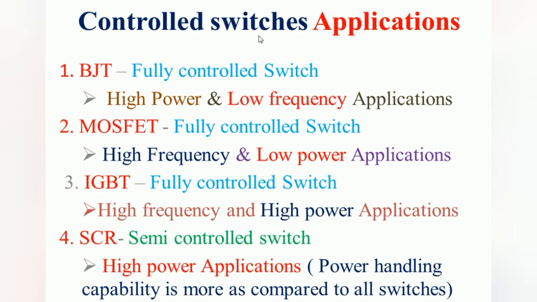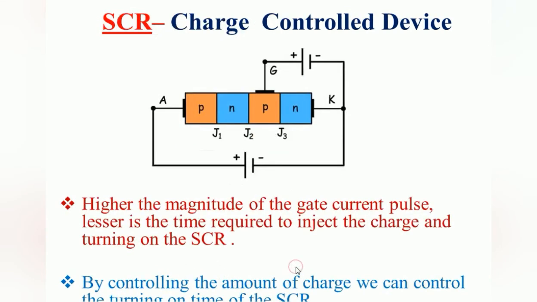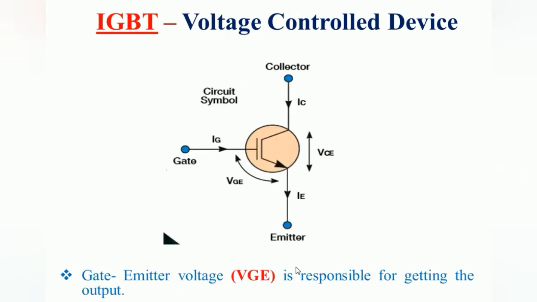So again IGBT is called the current control device, right? Sorry, voltage control device. The same concept as we saw in the previous MOSFET concept, that is the output is obtained by applying the input across the gate and emitter terminal. That is, the gate and emitter voltage is responsible for getting the output. So that's why it is called a voltage control device.